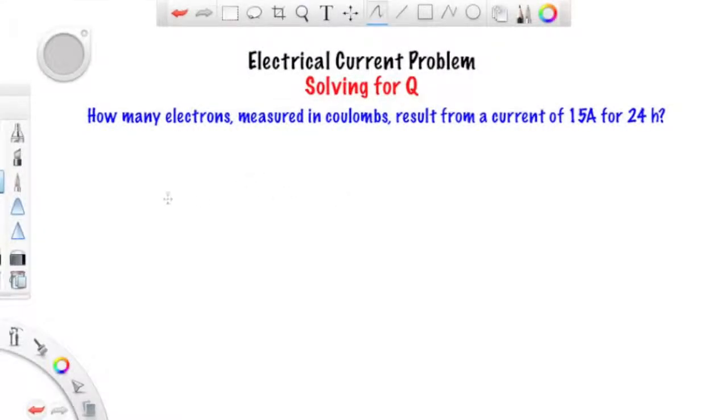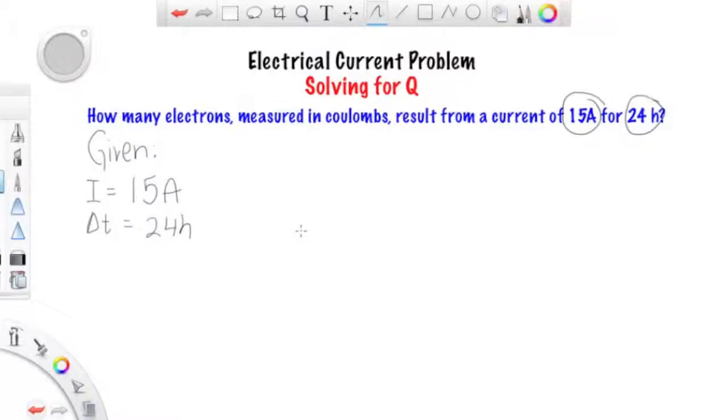Let's read our question. How many electrons measured in coulombs result from a current of 15 amps for 24 hours? As this question already reveals, we are solving for Q, but using the GRASP method, let's look at what we have. In G, which stands for given, we are given 15 amps in 24 hours. Amps stands for current, which is I, so we can put 15 amps under I, and we are also given time in hours, so time is equal to 24 hours.